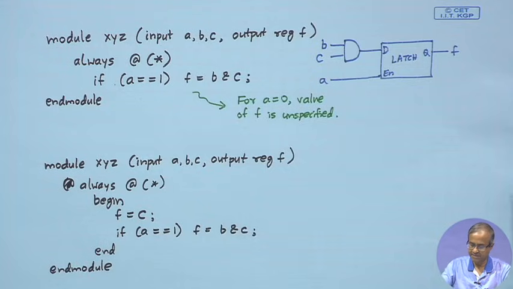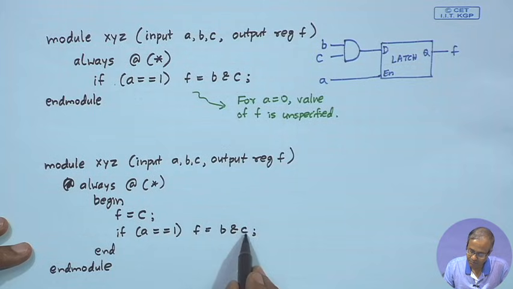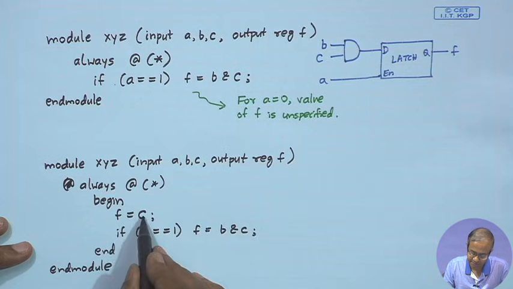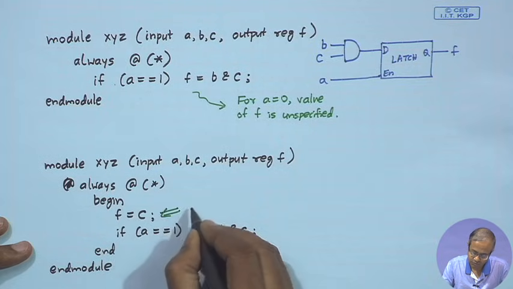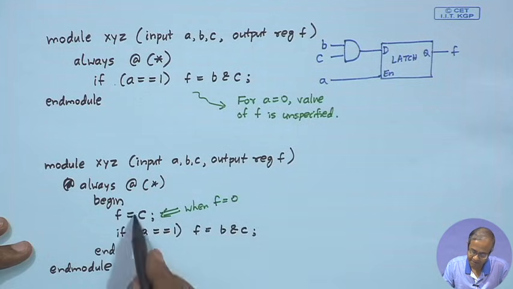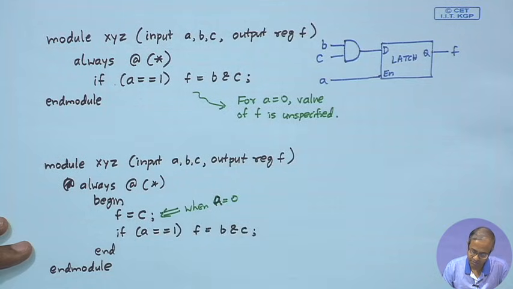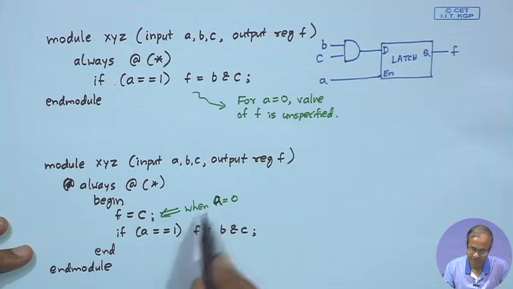So, if my description is like this, then what is the interpretation? You see my description says if A is 1, then f will get the value of b and c, and for a equal to 0 I have already initialized f to some value. So, this will be the value when a is 0. So, I have defined f for both conditions. For a equal to 0, this will be the condition, for a equal to 1, this will be the condition. Now I have specified the value of the output f for all values of a.